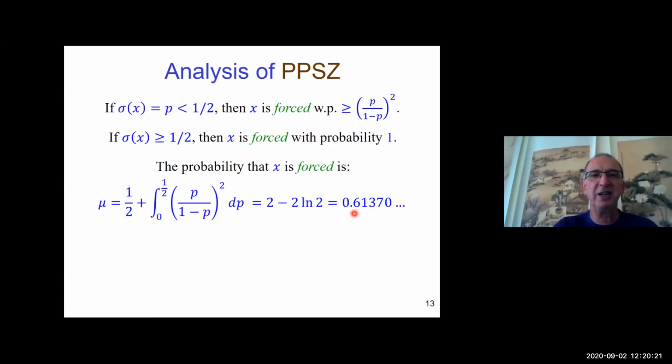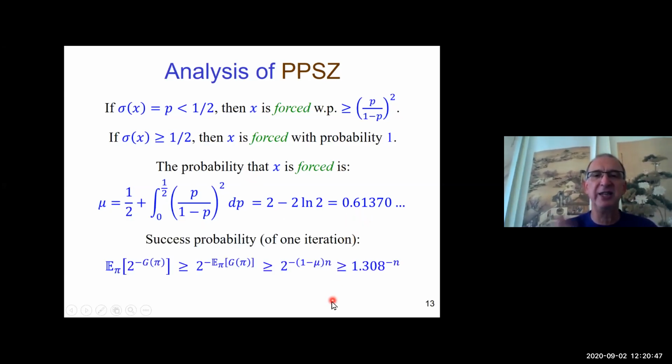Okay, so the full analysis of PPSZ is the following. What's the probability that a variable x is forced? We just need to condition on its arrival time. We already said that if it arrives after time 1/2, then it's forced with probability 1. Otherwise, we need to compute this integral, and doing that, we get the following expression, and this gives us the success probability of 1.308 to the minus n. Of course we need to repeat it 1.308 to the n times to get a constant success probability if the formula is satisfiable.